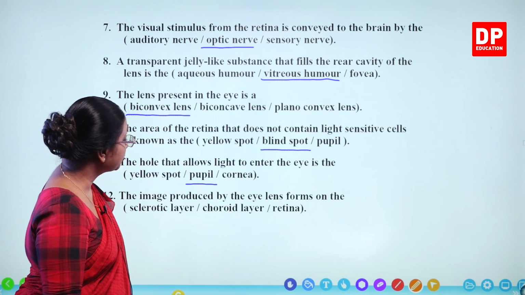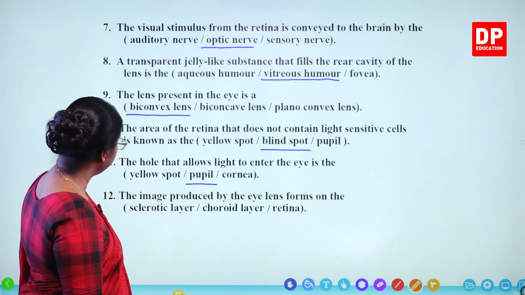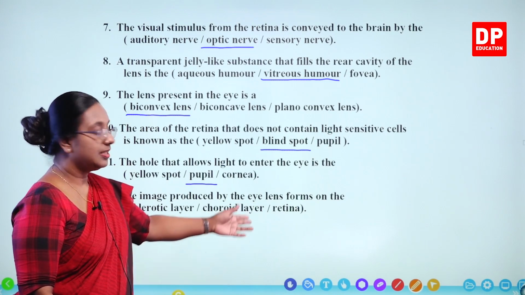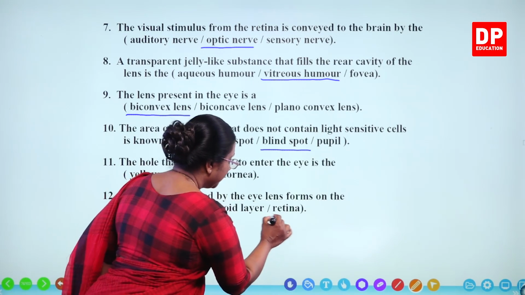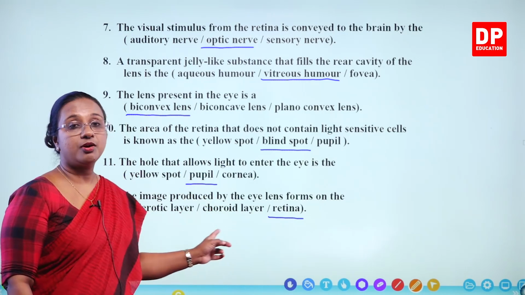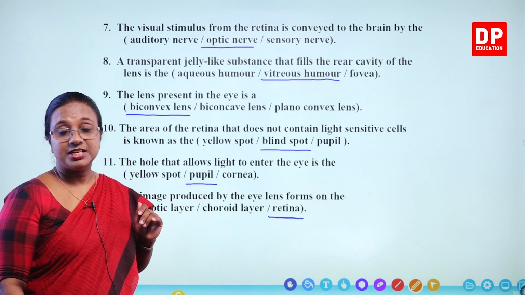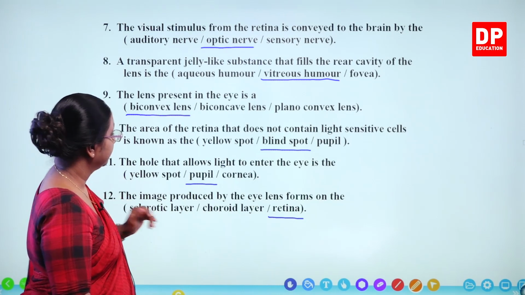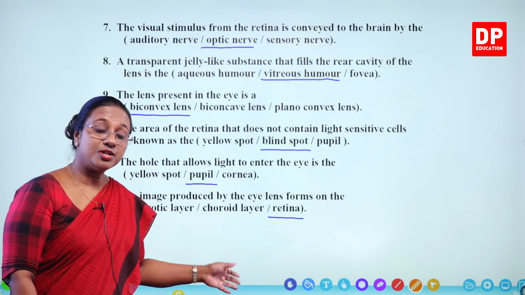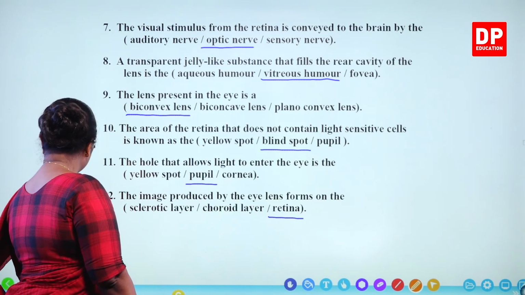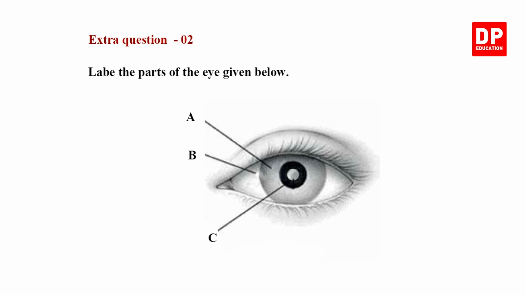The image produced by the eye lens forms on the sclerotic layer, no, choroid layer, it has to be the retina. So, here students, normally we call it choroid, but you can also mention it as choroid layer. I am sure you are also able to answer these correctly. Then I will move on to the next question.